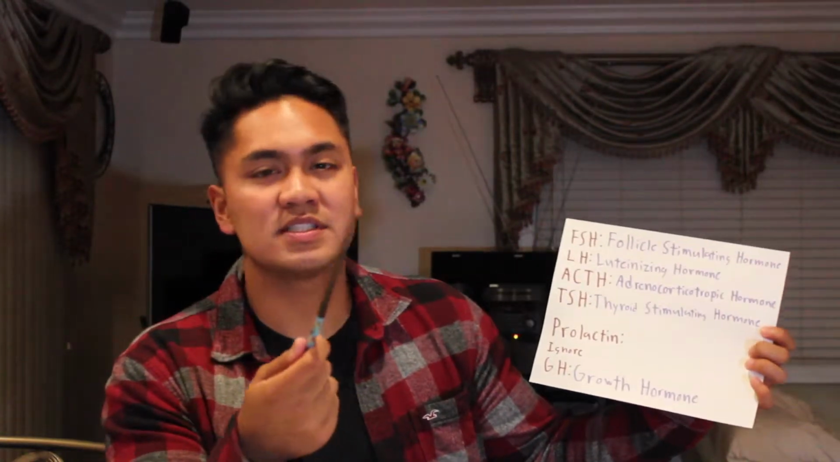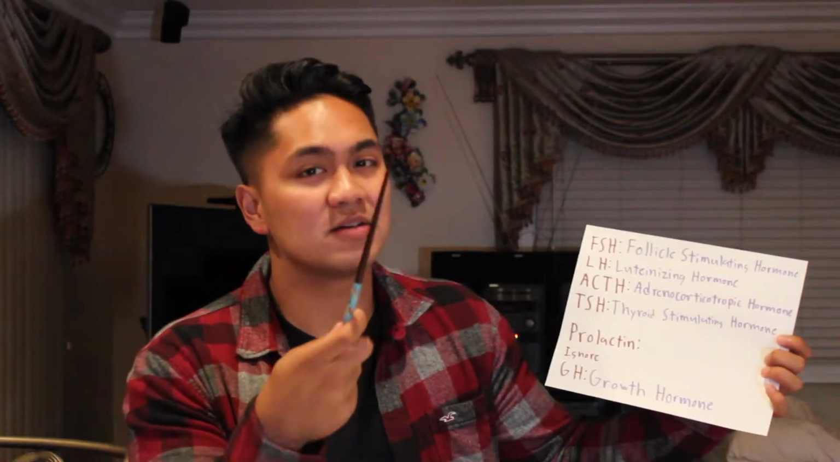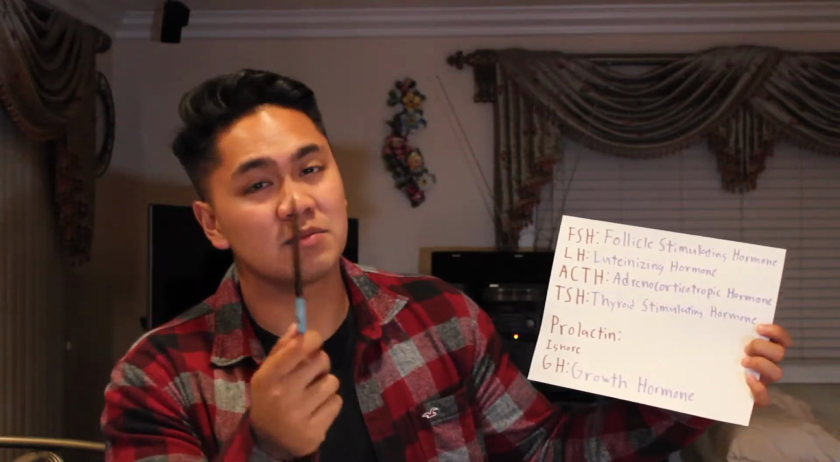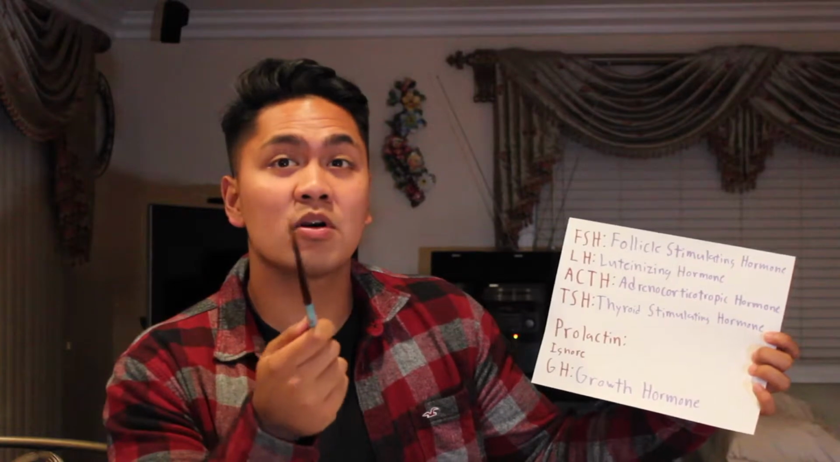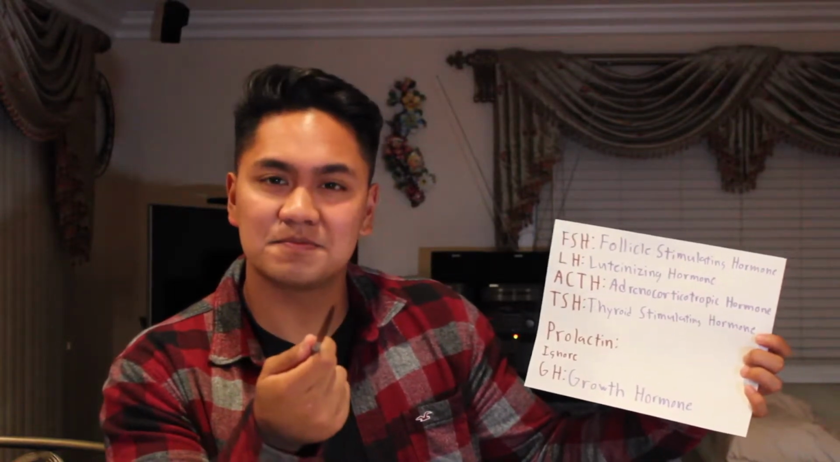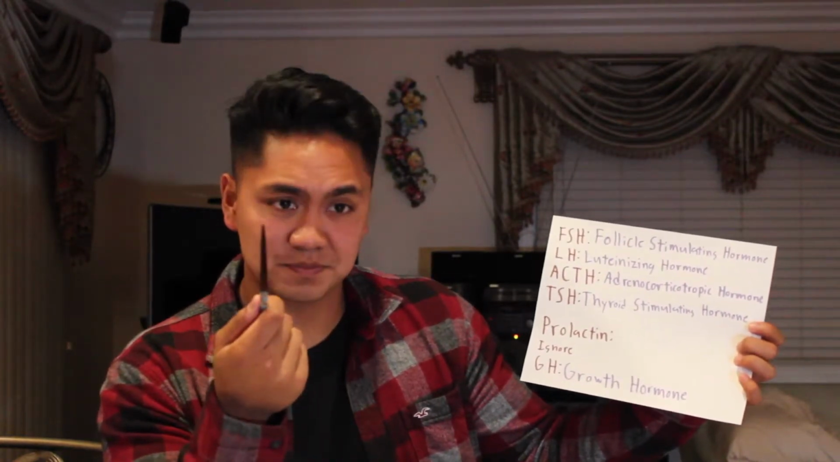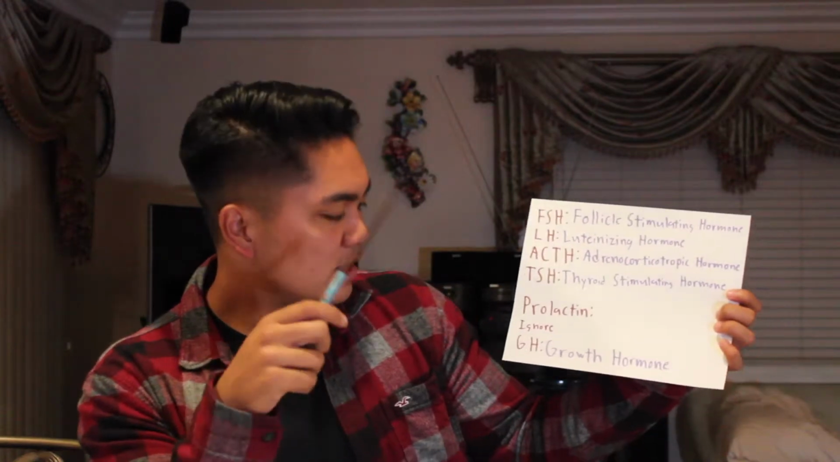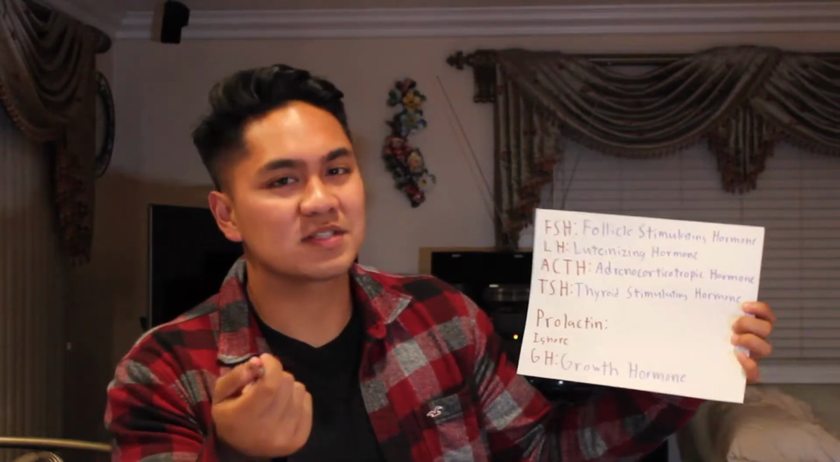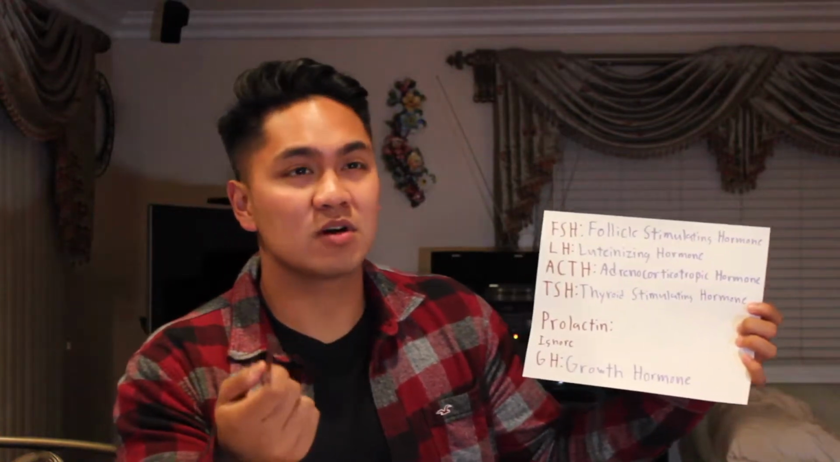Then you have TSH, which is thyroid stimulating hormone, which we'll talk about later. Then we have prolactin, and what prolactin does is it helps secrete sperm or milk within the human body. And then we have GH, known as growth hormone, which is pretty self-explanatory. It helps for the growth of major body tissues. Okay, so now let's move on.